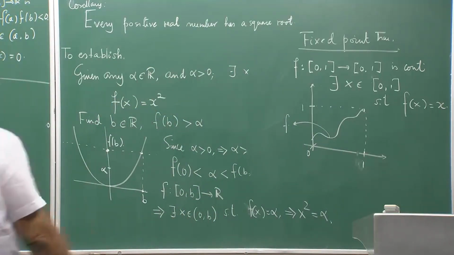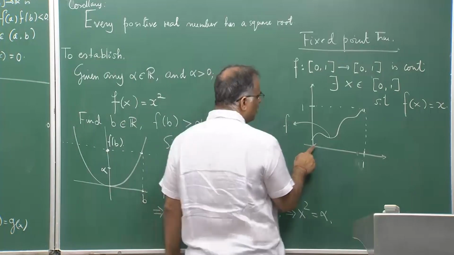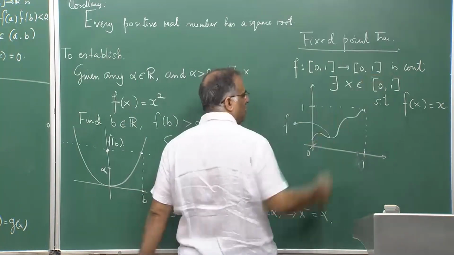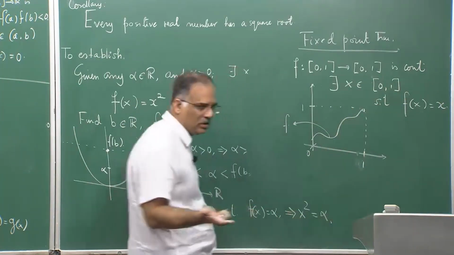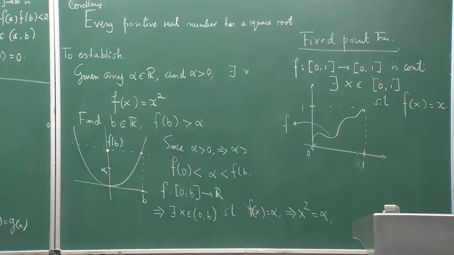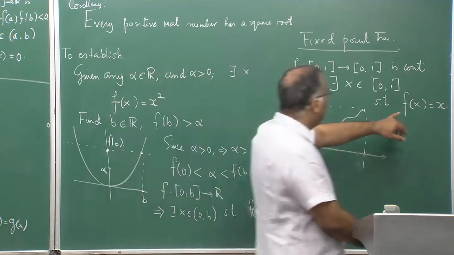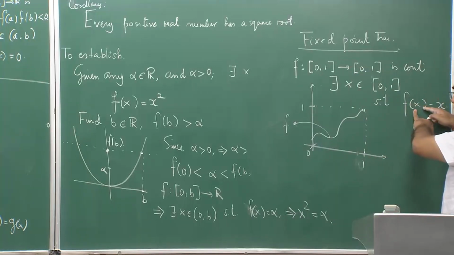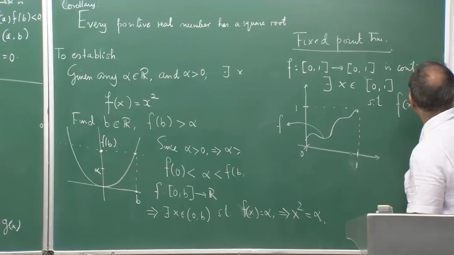Of course, this function could have f(0) equal to 0, so it is done, or it could have f(1) equal to 1, so it is done. The question arises if f(0) is not 0 and f(1) is not 1. Whenever a point remains fixed under the application of the function, such a point x is called a fixed point.